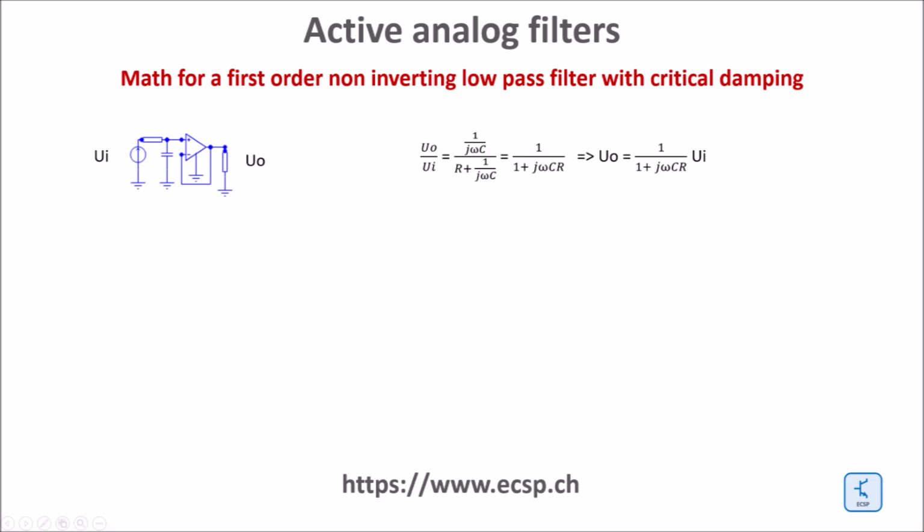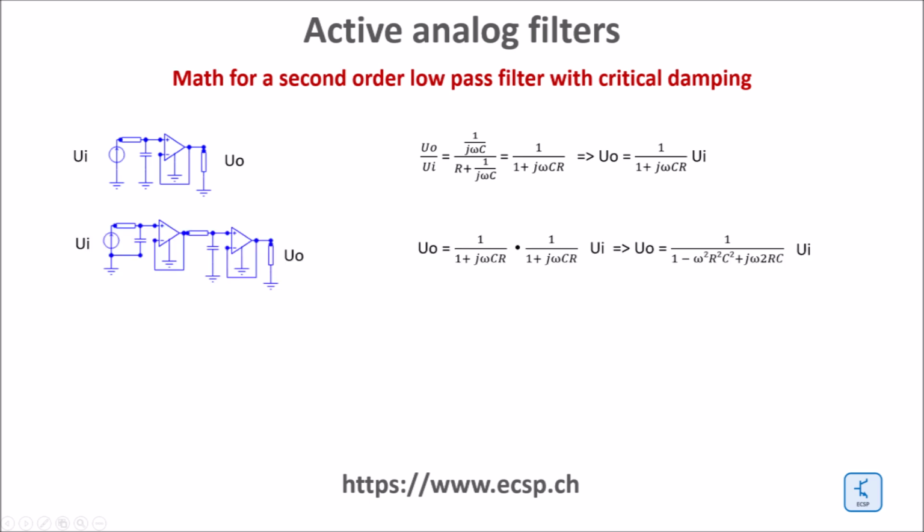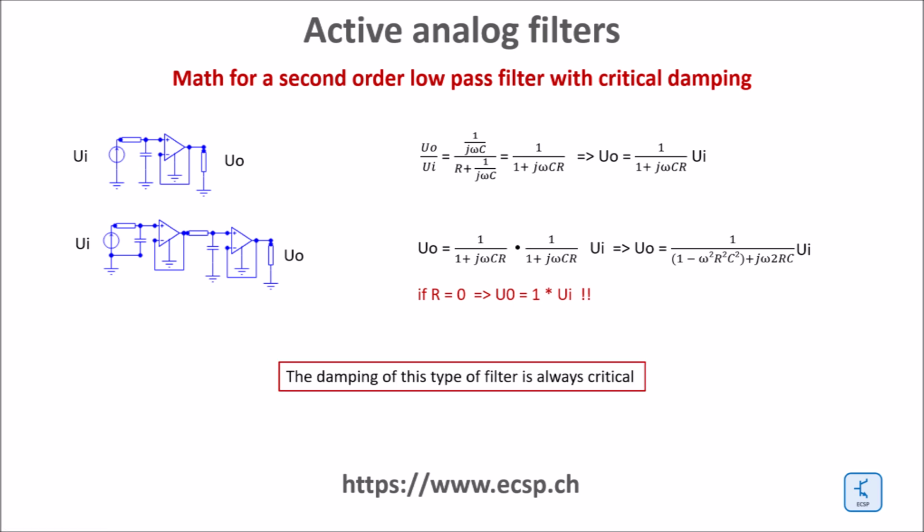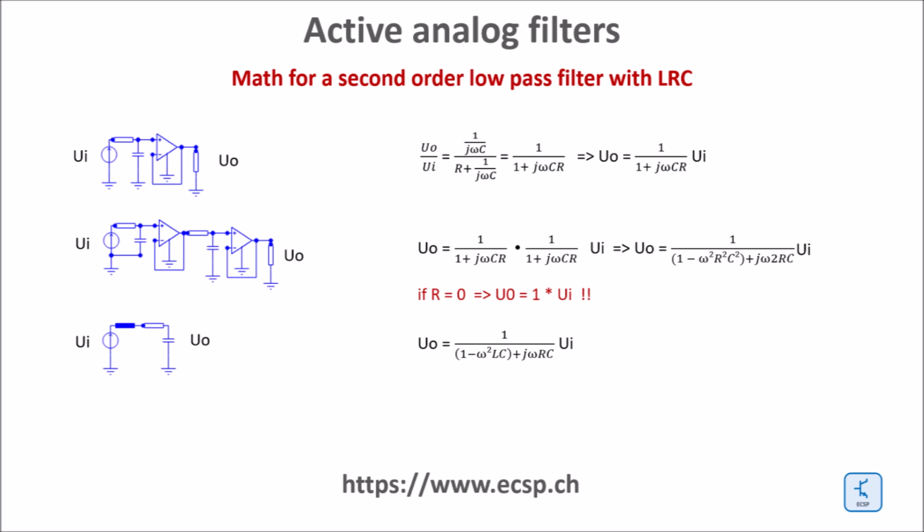Remember the math for one individual critical damping filter with an opamp buffer for decoupling the load. Connecting two such elements in series corresponds to a mathematical multiplication of the two fractions, resulting in the following second-order equation. Setting the resistor to 0 in this equation results in the denominator being equal to 1 and thus the whole fraction being equal to 1, and the output voltage is then equal to the input voltage. The cutoff frequency is a function of R and C, but the damping of this type of circuit remains always critical with no overshoot in the time domain.